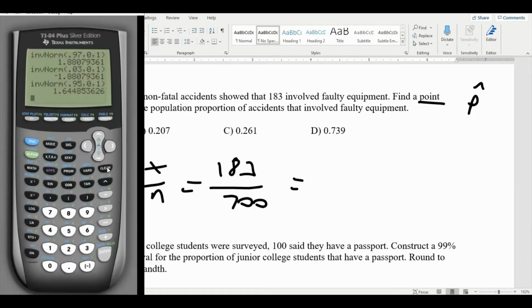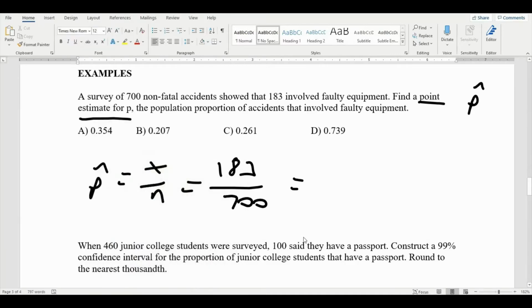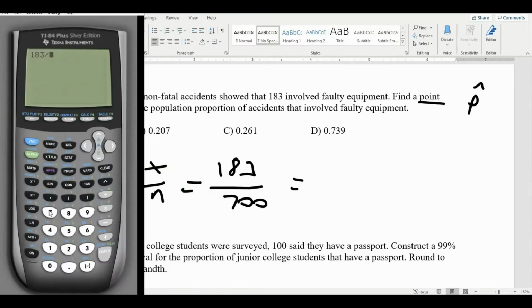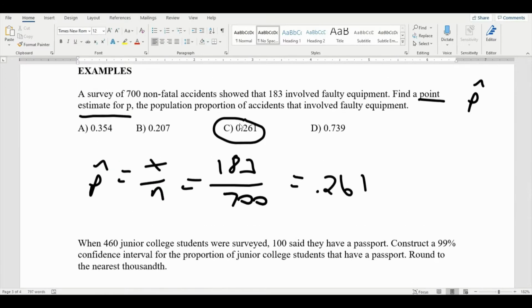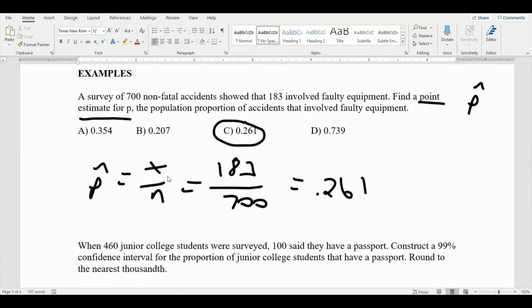So just take out our calculator and just type that in. Not a big deal at all. Make sure it's the right number, 700. 0.261. And it looks like the answer is C. That's all I was asking. So if you ever see that point estimate, that's what that means. Find the sample proportion, X divided by N.